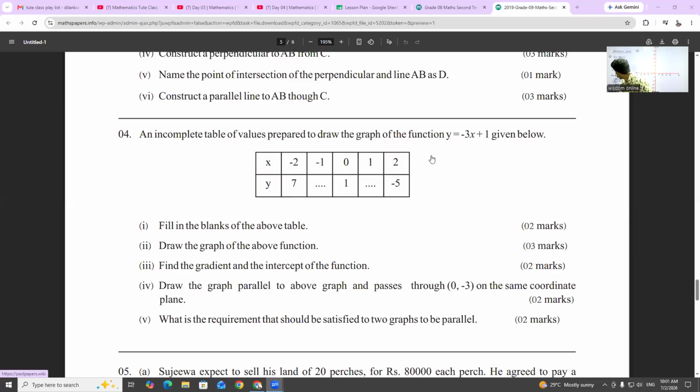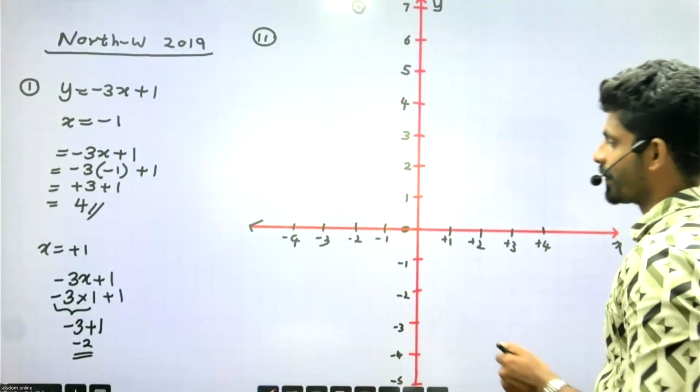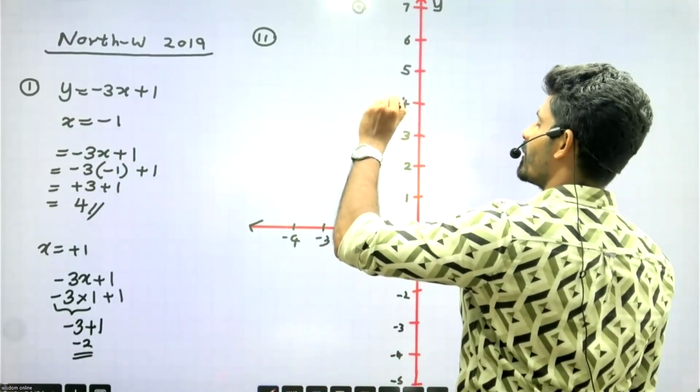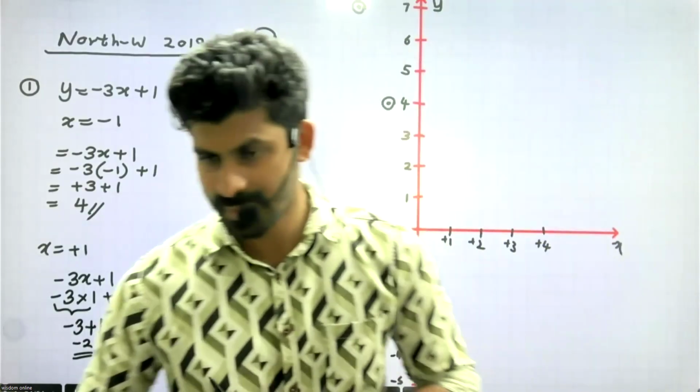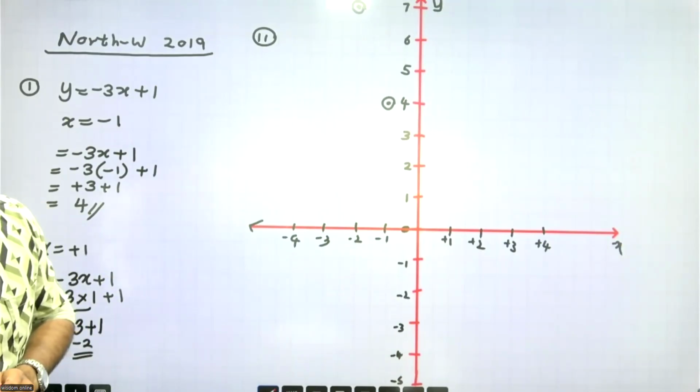Negative 1 to 4. Okay, negative 1 to 4. Then you can do this one.